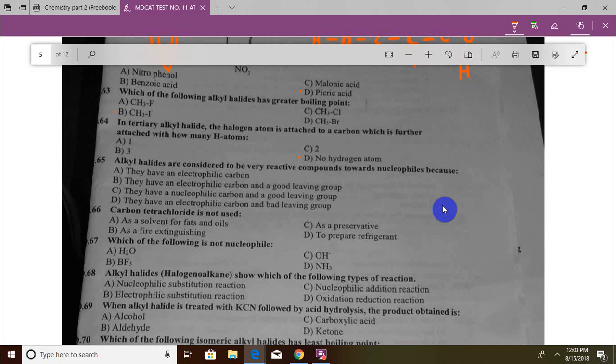They have a nucleophilic carbon? No, that is incorrect. D, they have an electrophilic carbon and a bad leaving group. That is not true. I would go with B.